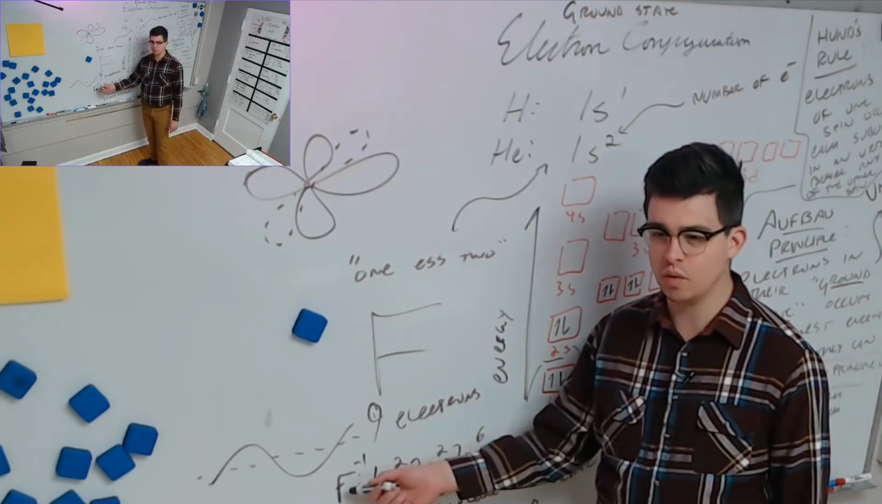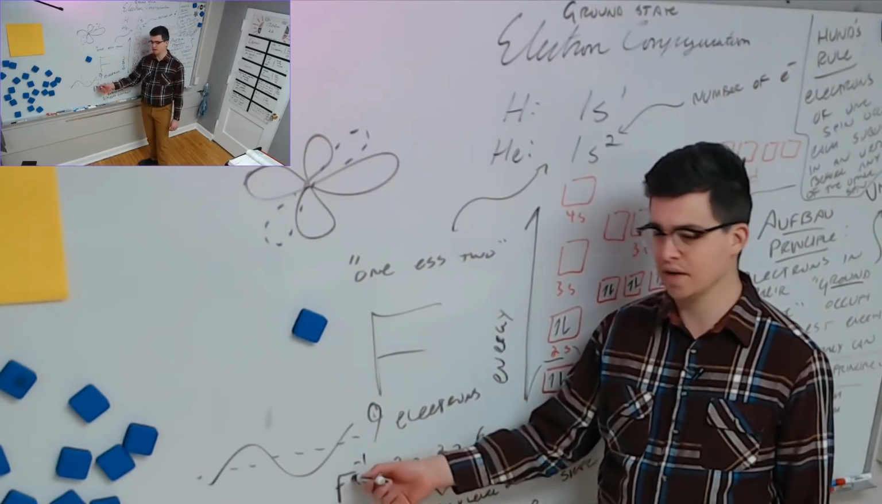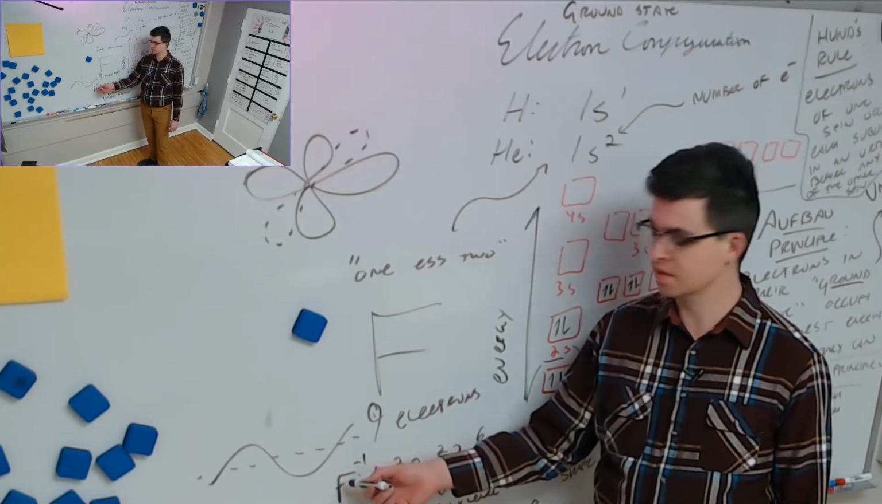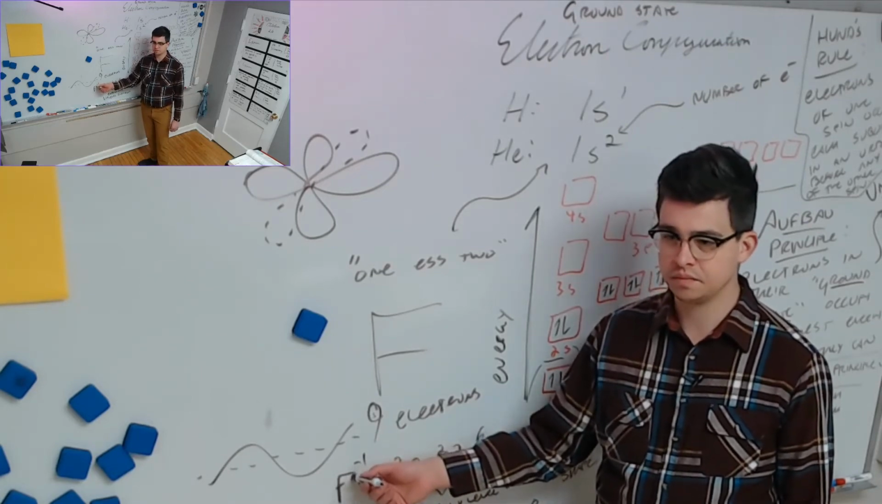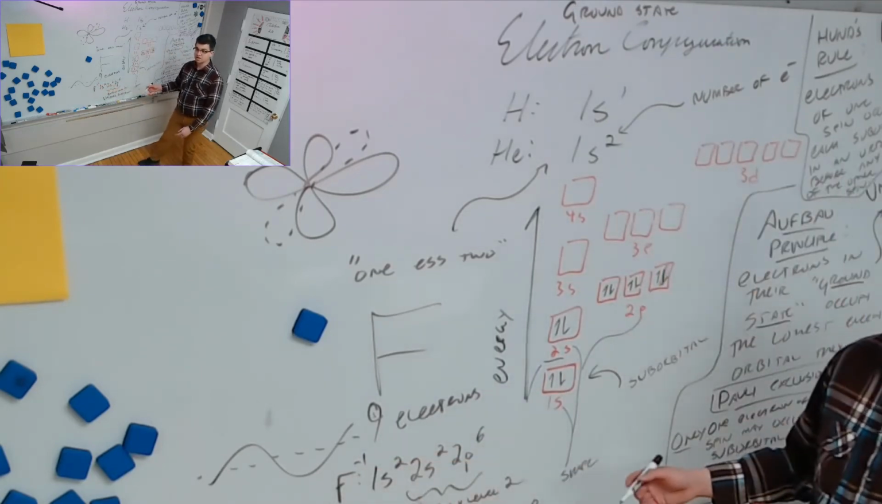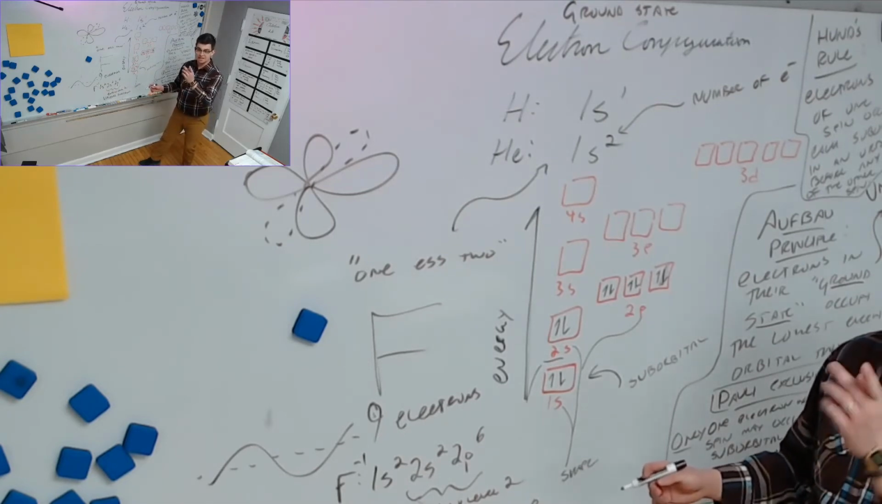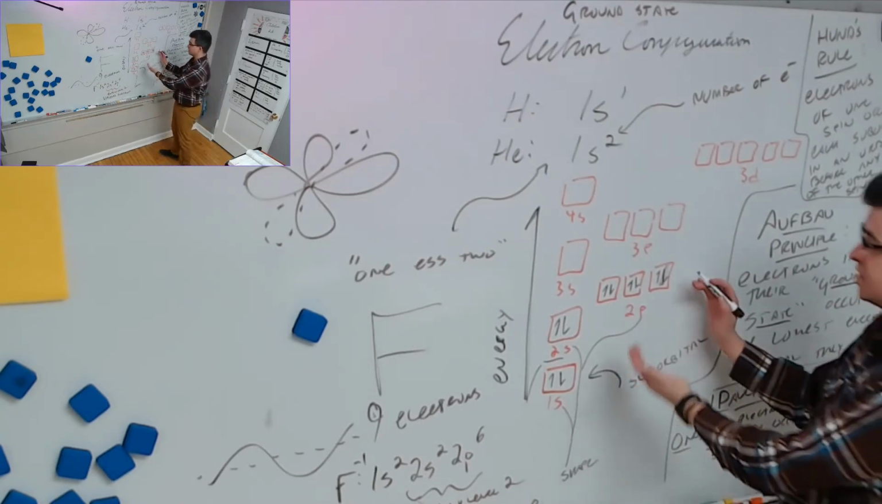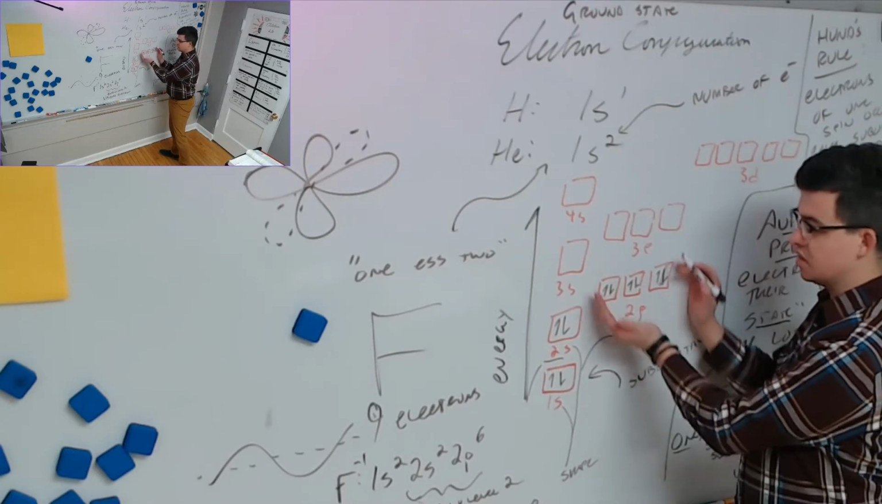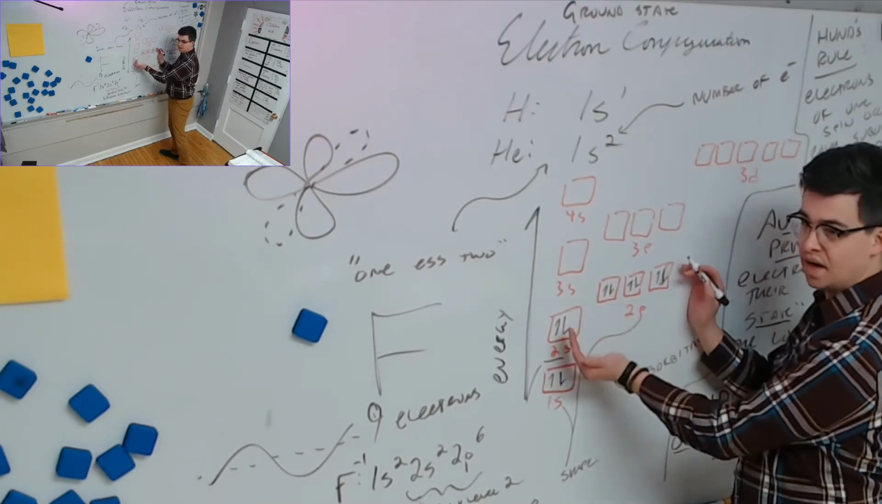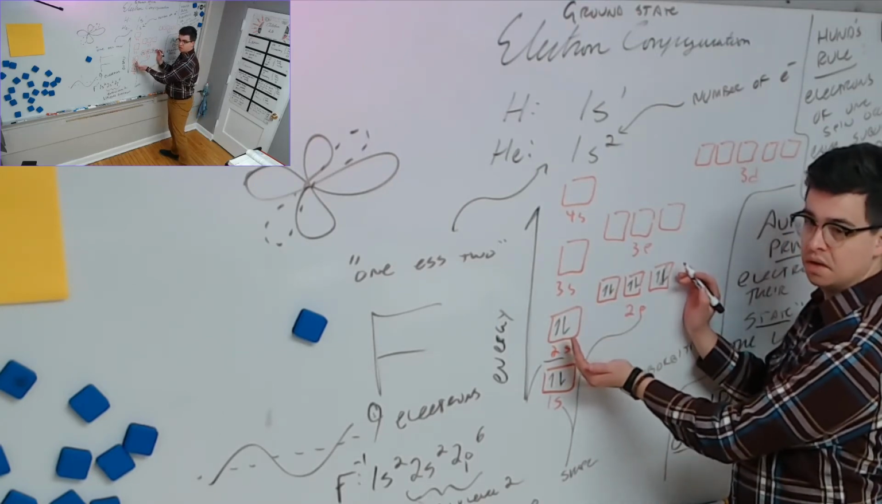Why is fluorine 1 minus special? And why did I pick 1 minus? Why didn't I pick 8 minus or 3 plus? Why is this special? It has 8, it satisfies the octet rule, and look at this. It's full. 2s and 2p together, energy level 2 is full. This is where it's most stable.